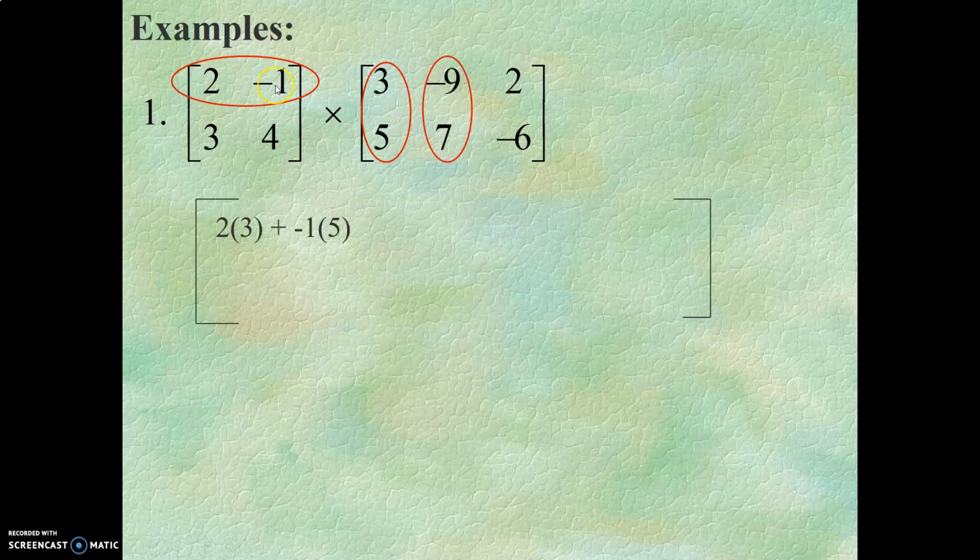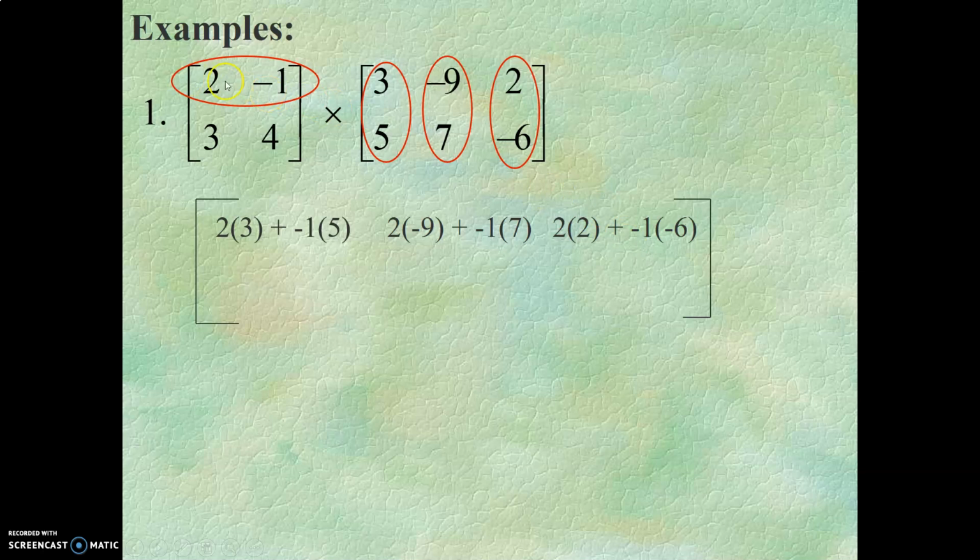So this 2 and -1 is going to also pair up with -9 and 7. And you see that product there being added together. And again, the 2 and -1 are also going to get paired up with 2 and -6. So 2 times 2, -1 times -6. And those get added together as separate products as well.